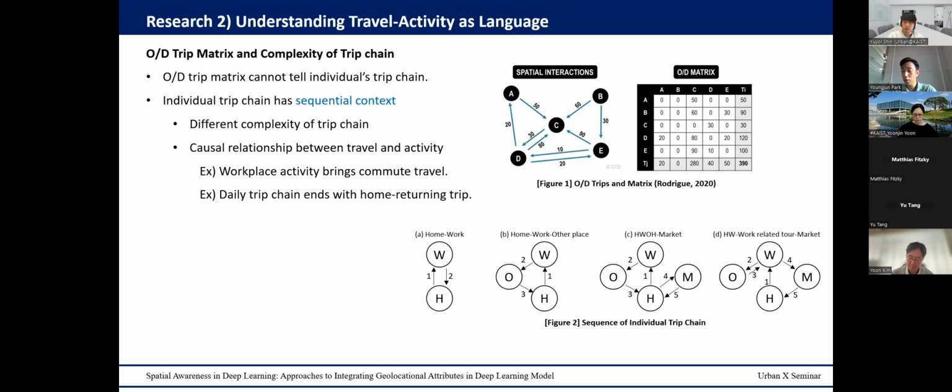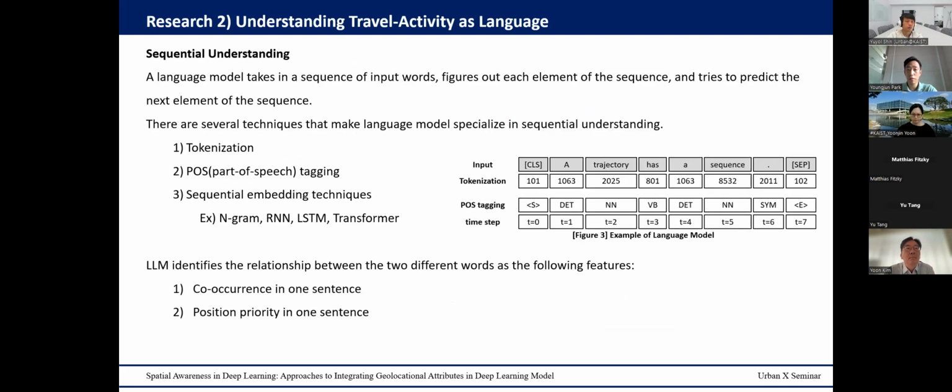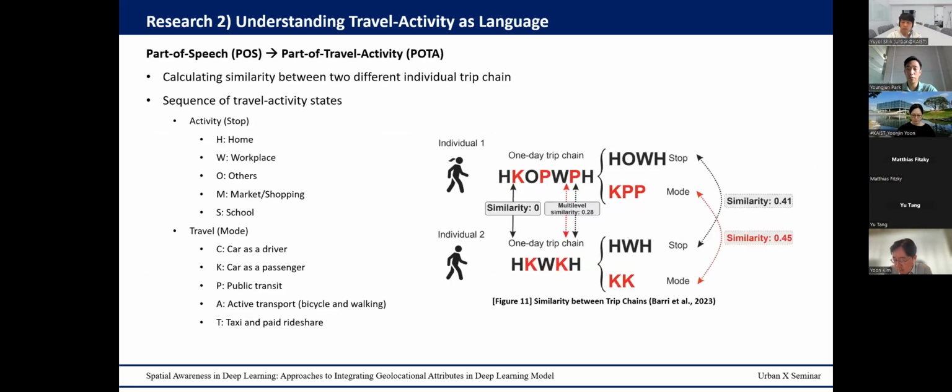illustrated in figure 2. It is related to the concept of the activity-based transportation model, which considers that travel and activity patterns cannot be separable. In language models, we have some techniques to help us understand sequences, something like tokenization or part of speech tagging or sequential embedding techniques. They are more specialized in sequential understanding. We suggest some ideas that could be adapted to travel activity pattern analysis.